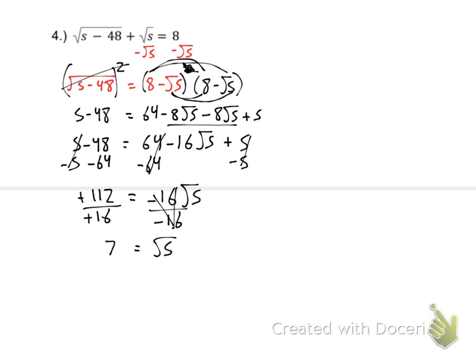Why is it positive 112? Because it was originally a negative 112 divided by a negative 16. Oh. Negative divided by negative. Okay. Positive. And now, to get s by itself, you will square it. What you do to one side, you do to the other. 49 equals s. Yay, there's only one solution I have to check. That's quite nice. Now guys, for your homework, you really should show this work, which doesn't take very long.